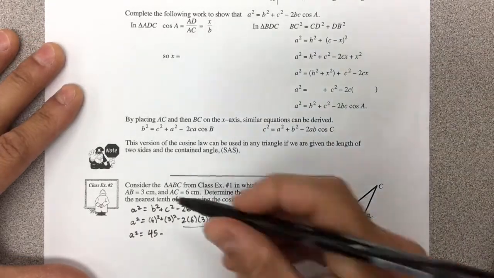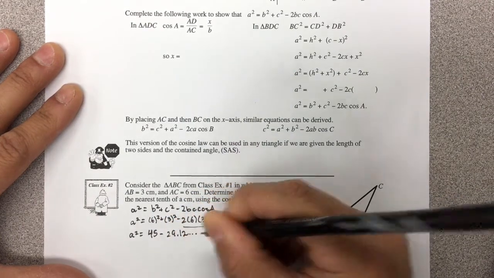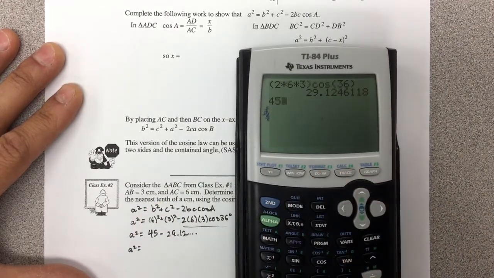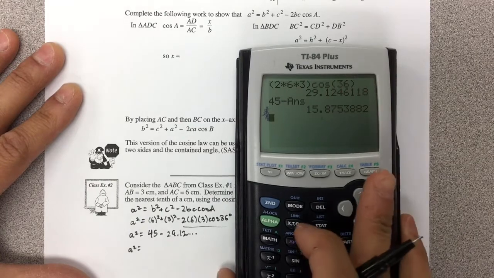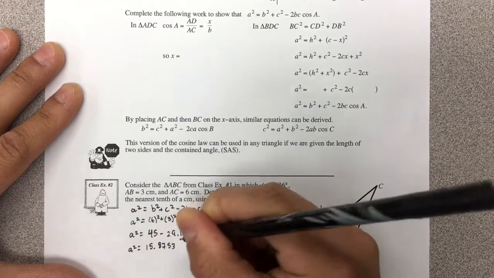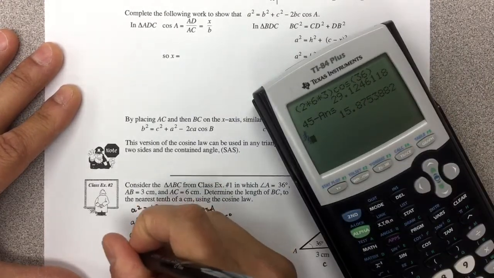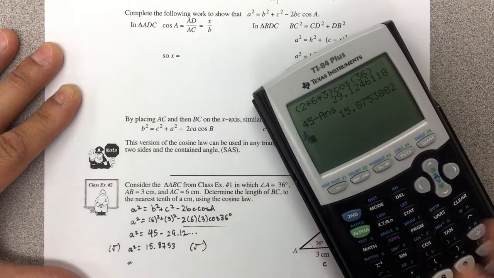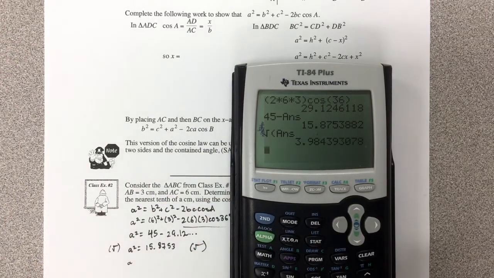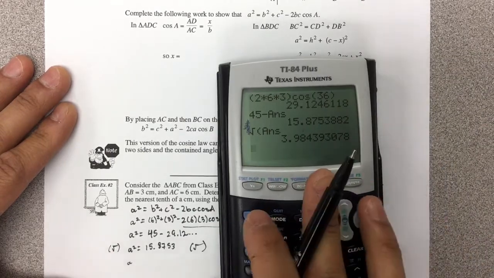So we have 2 times 6 times 3 cosine 36, subtract 29.12 with more decimal places. And so for my A squared value, I would get 45 minus that answer, I get 15.8753. Now that's A squared. So in order to get A, I need to take the square root of both sides of my equation. And so the square root of 15.8753 is 3.98. But to the nearest tenth, that's what the question was asking, we get 4 centimeters.